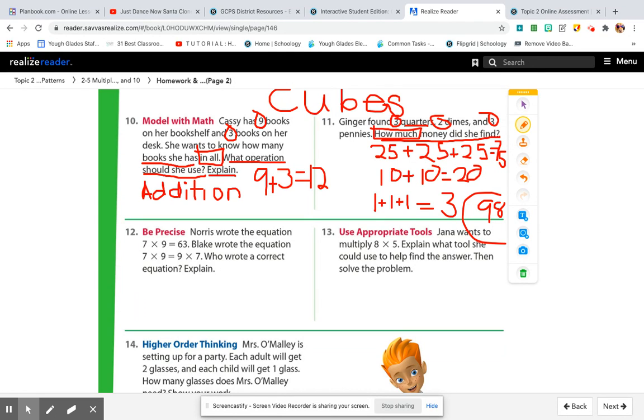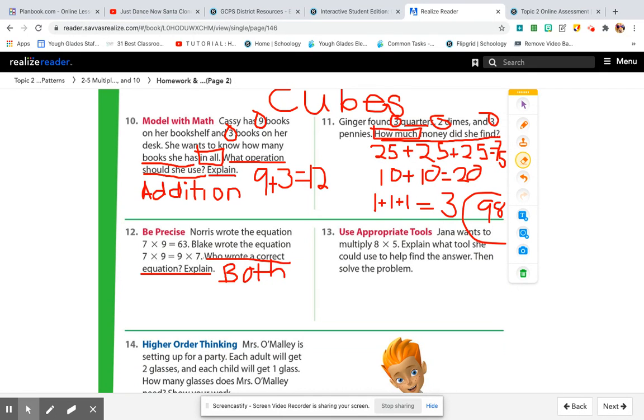So who wrote the correct equation? Well, both of them did. They both wrote the correct equation. Did you write that too? But why? We have to explain that. This is what we should have underlined. And we would have circled all of these. Why is that the case? Why are both equations correct? Both equations are correct because of commutative property.